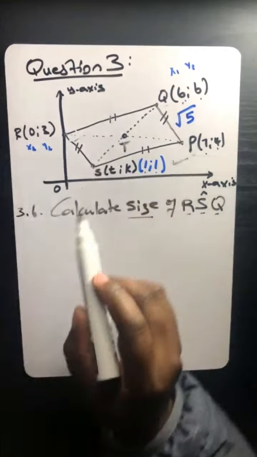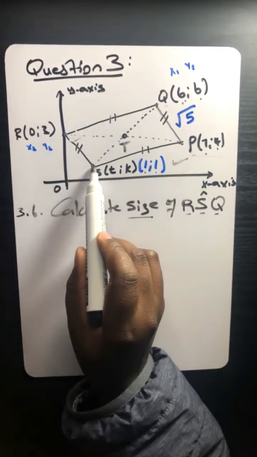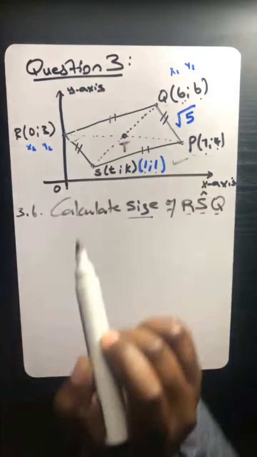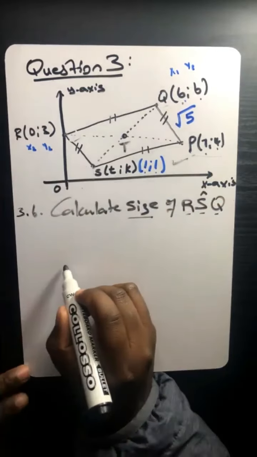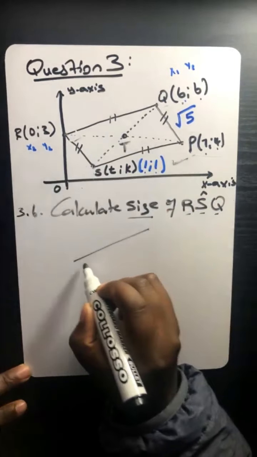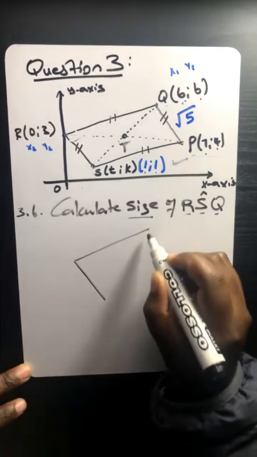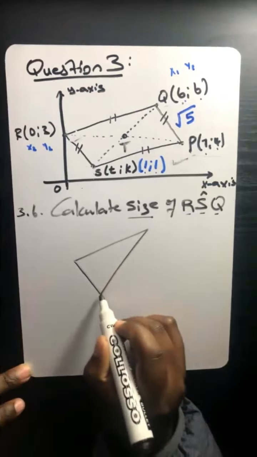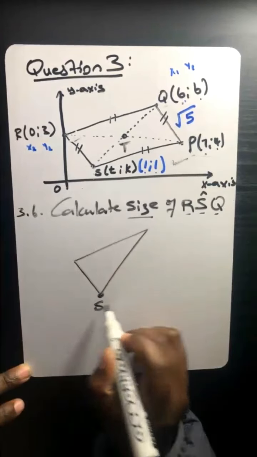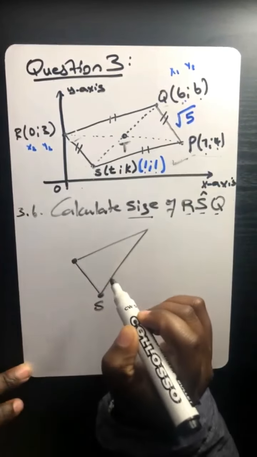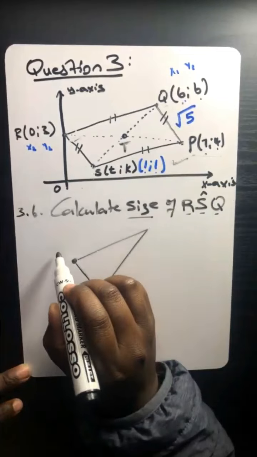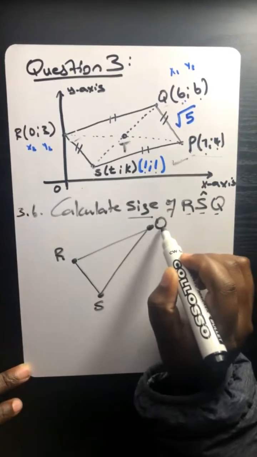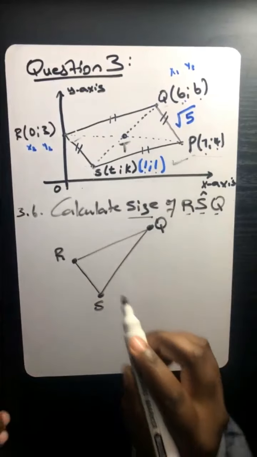So the first thing that you need to do, guys, is to draw that triangle. Let's see. Where is S? There's S. Where's R? There's R. Where's Q? There is Q. Okay. So that means the triangle that they are talking about is that one, with that point being point S, that one being point R, and that one being point Q.